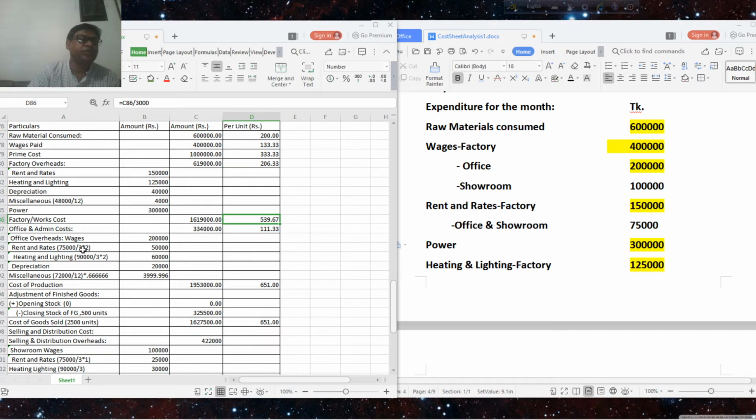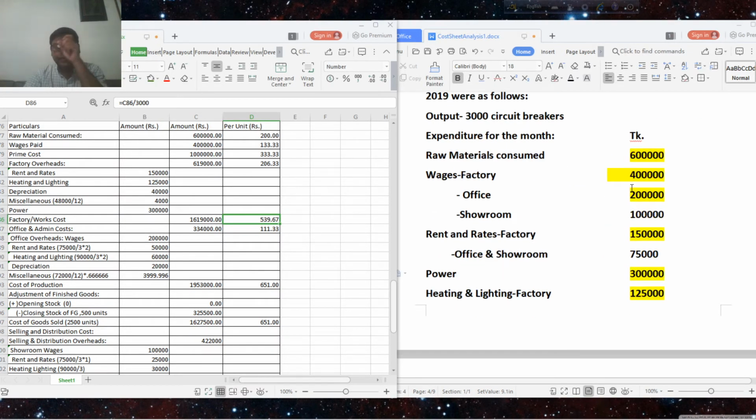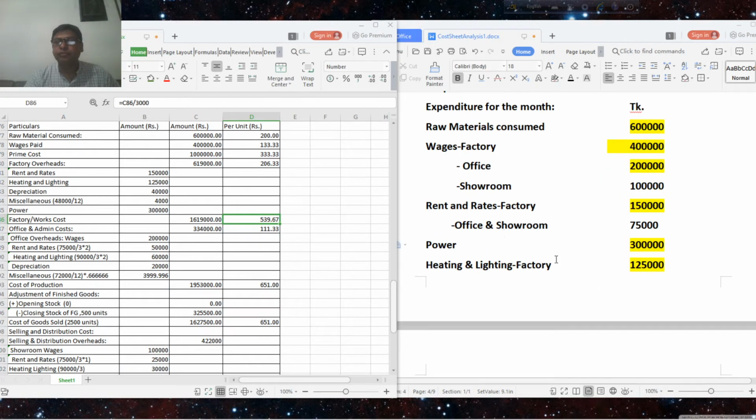Now we have to adjust the office and administrative cost. Office and administrative here, some major attributes are given here, that the factory, office and showroom. Sometimes it is given in a separate manner, but several times it is given with a mixture, with a mixed way. So we have to isolate this, and it is given that 1/3 is showroom and 2/3 is for office.